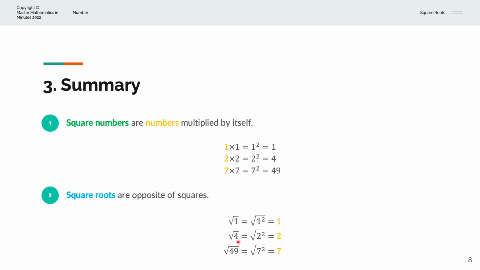And similarly, the square root of 4 is equal to the square root of 2 squared, and that is equal to 2. And the square root of 49 is equal to the square root of 7 squared, and that is equal to the number 7.